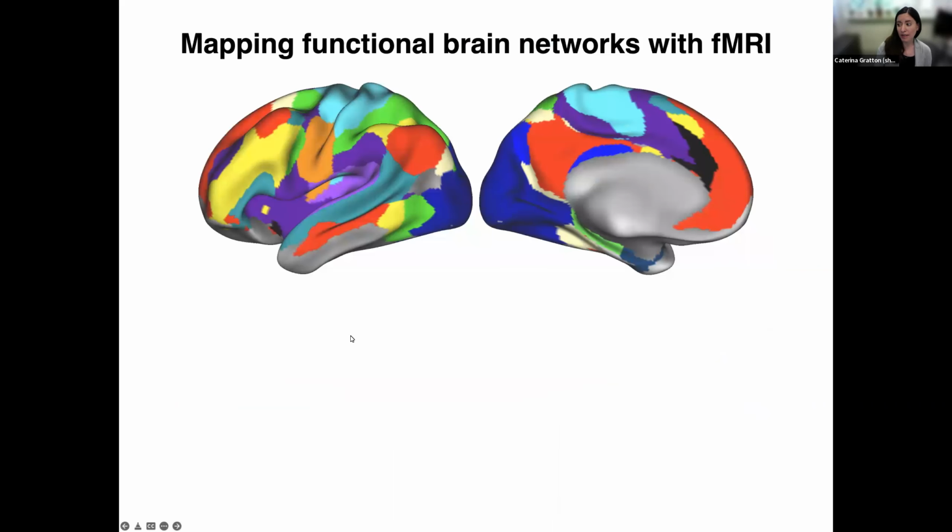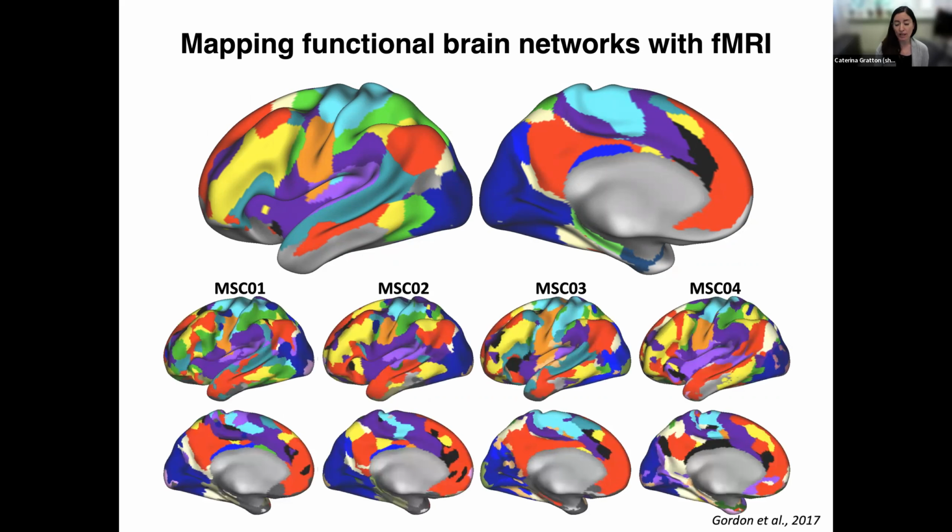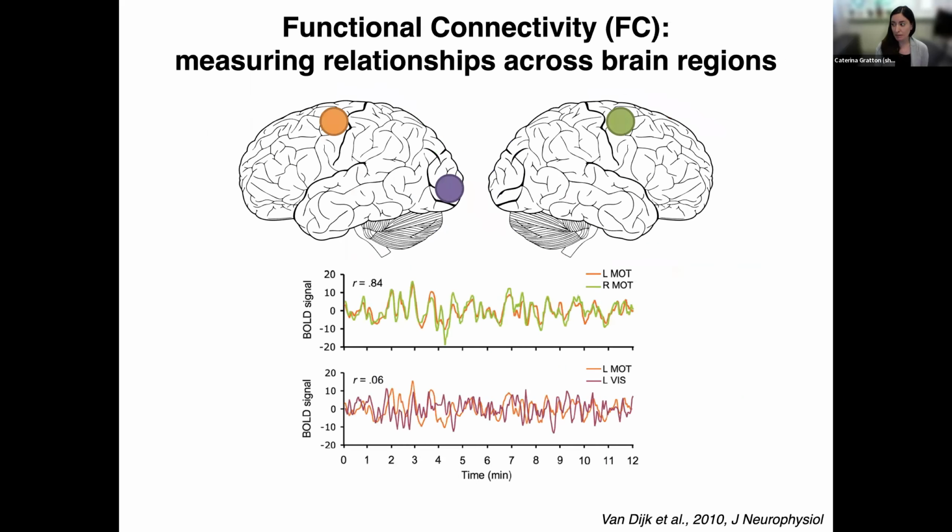I'll start off by noting that our ability to map functional brain networks with fMRI has really advanced a lot in the past decade, allowing us to create these really beautiful and detailed maps, much as you can see here for a group average of 120 individuals at rest. And we've now shown that with sufficient data, we can also map these networks quite reliably at the level of individual participants.